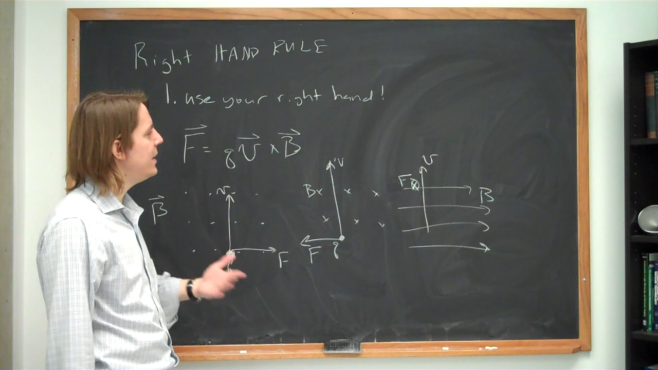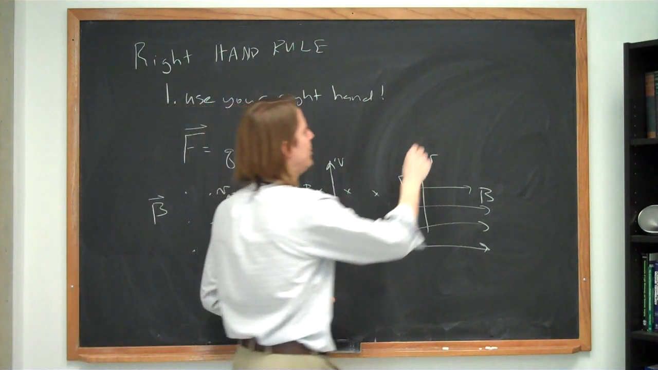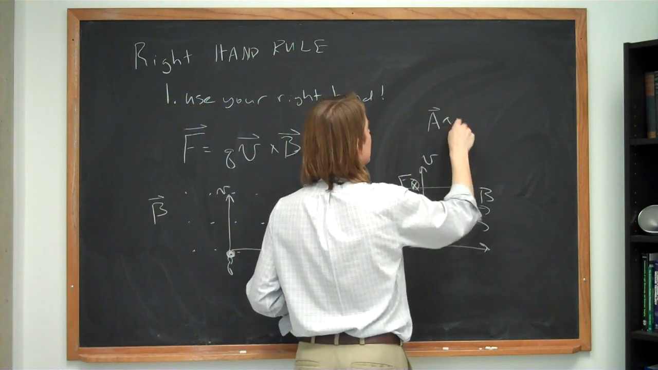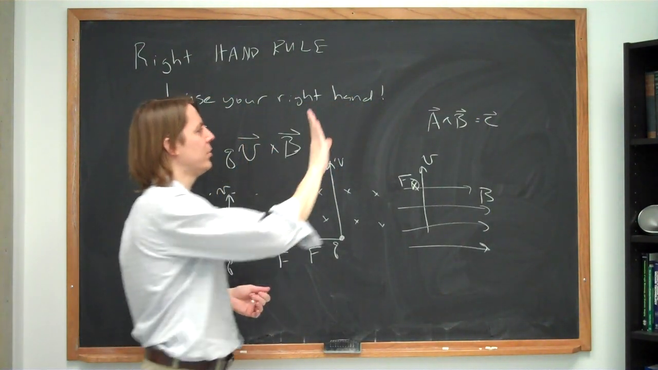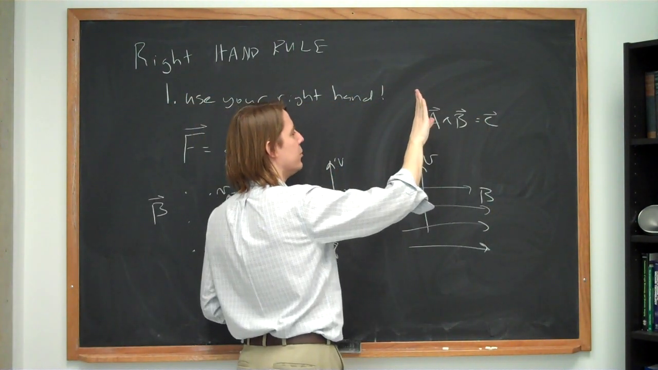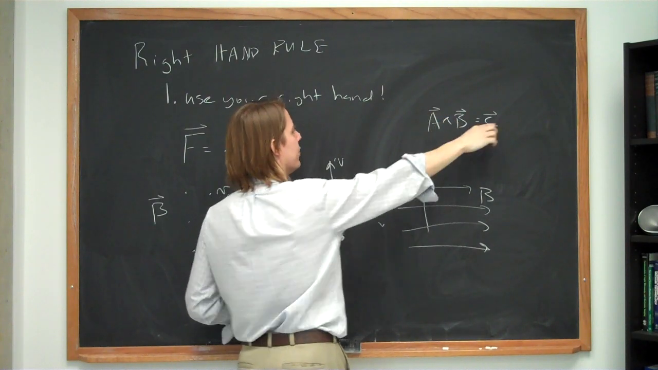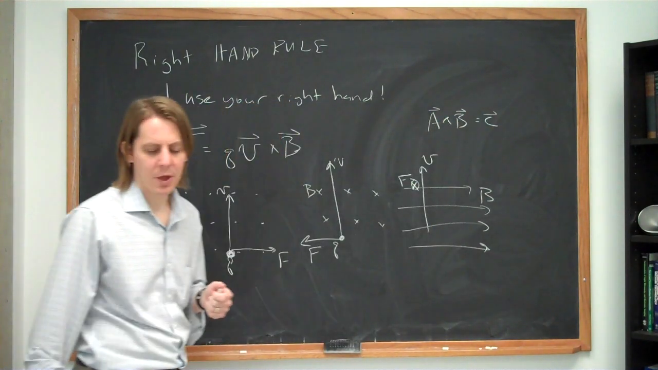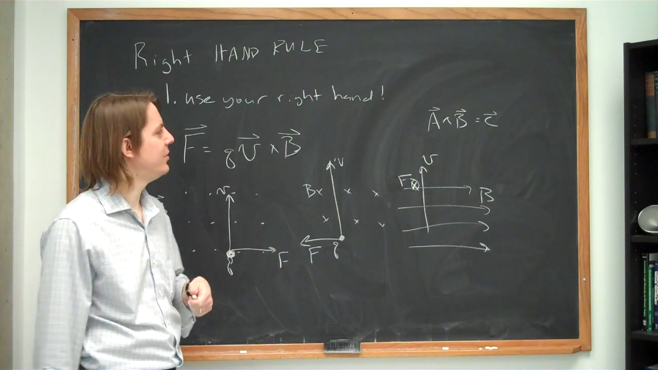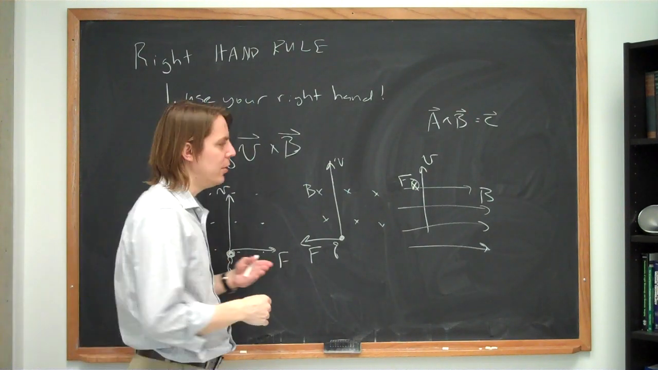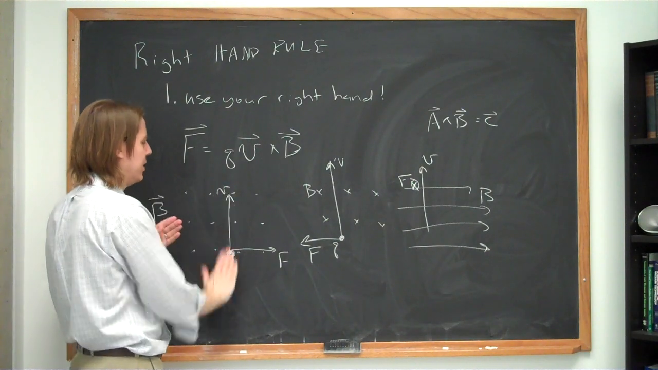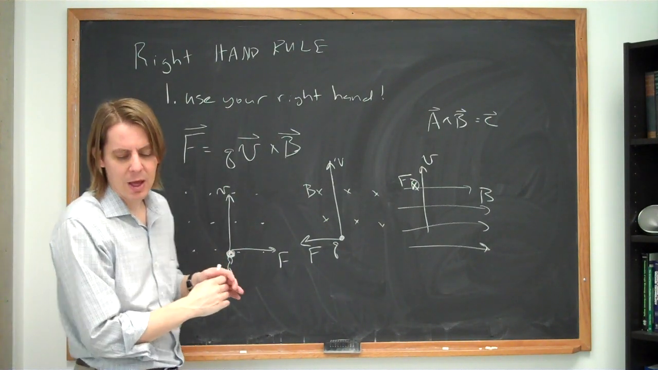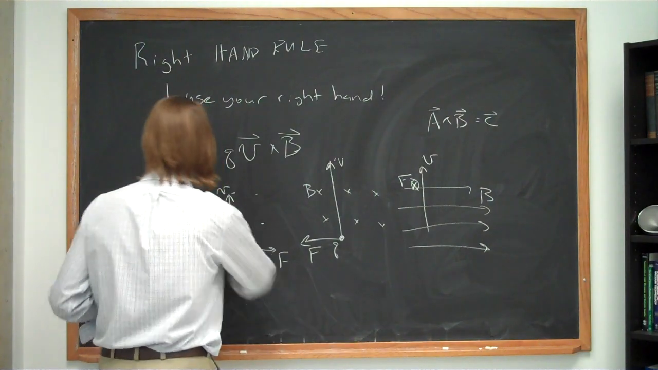You do this for any vectors, any cross product, A cross B equals C. This is how it works. It's always fingers along the first vector, turn them towards the second vector, and wherever that leaves your thumb is the direction of C. The same method applies to F equals I L cross B, which is almost the same thing. You just have a current going in a direction L cross B. And for instance, the torque. Let's do a torque real quick.